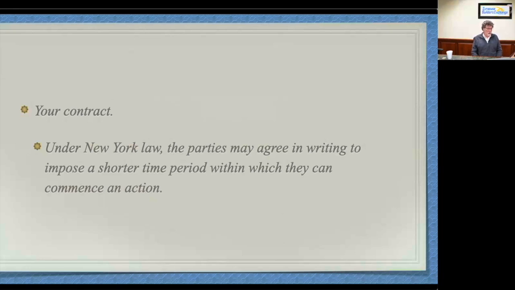If you look at school jobs, there's a statute out there that makes it a year and a half. Makes it a year, rather. I'm sorry, a year. These are a problem. If your contract reduces the statute of limitations and you don't comply with it, you're going to lose. I've told the story before.